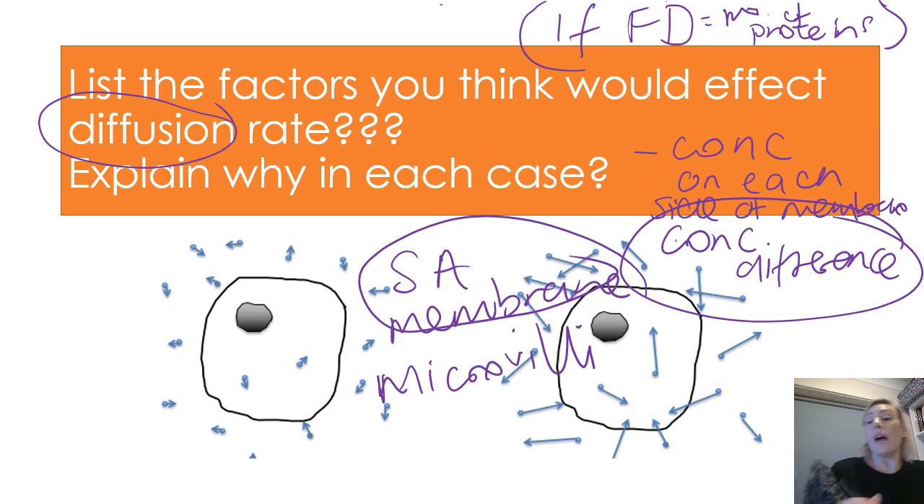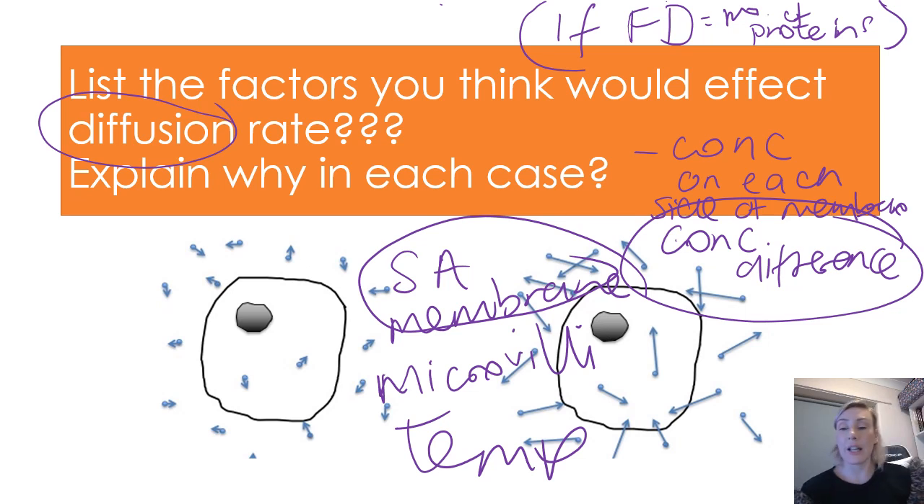And the other one you might have come up with is temperature, which relates to kinetic energy. Increasing the temperature means we're increasing the kinetic energy of the molecules. They'll collide with the membrane more often, there'll be more successful collisions, either with the phospholipid bilayer if it's simple diffusion, or with the molecule-specific carrier protein or channel protein if it's facilitated diffusion, so they'll move across quicker.